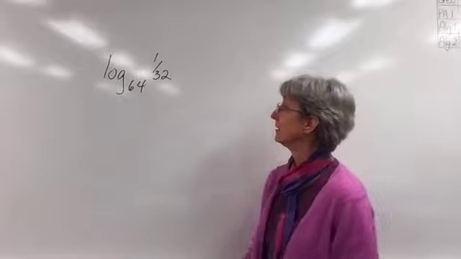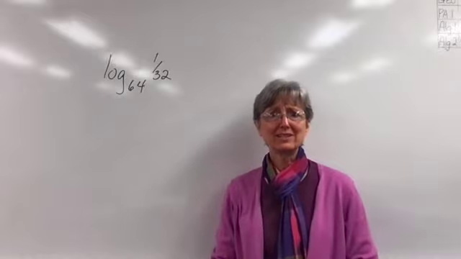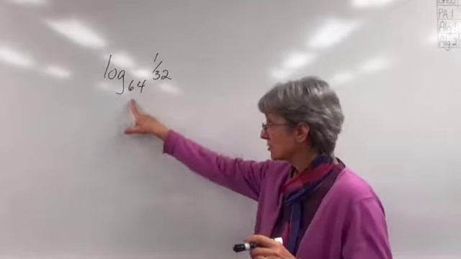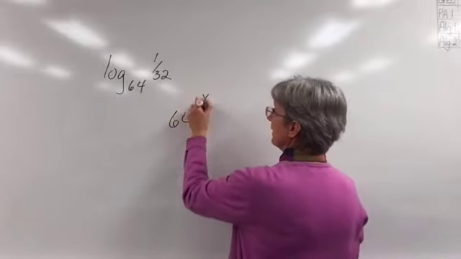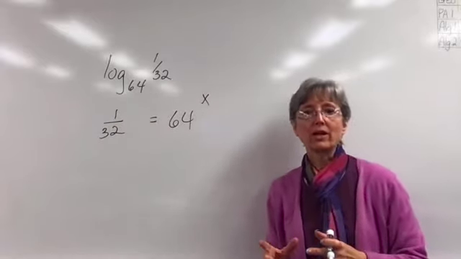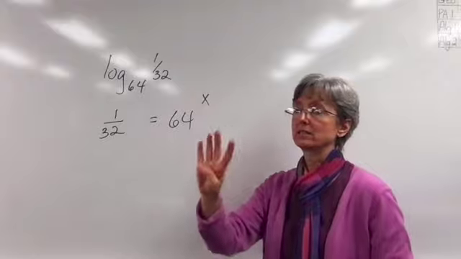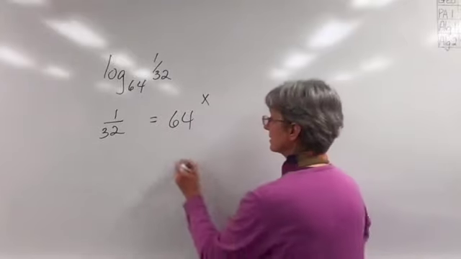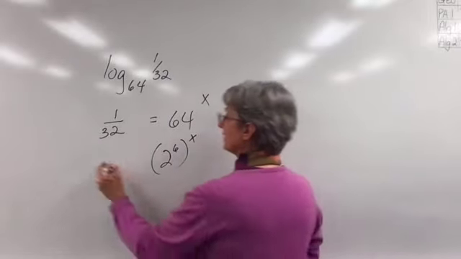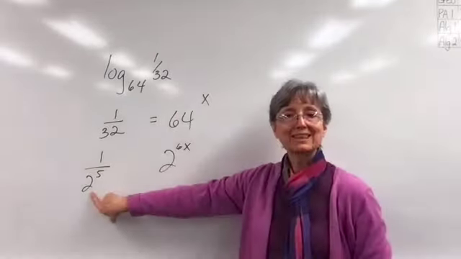This one looks crazy. Log base 64 of 1 over 32? Oh my goodness! How are we going to do this? Let's do the same thing we did before. Let's go 64 to the power of x is equal to 1 over 32. And now I'm going to go ahead and base 2 both of these. So 64 is 2, 4, 8, 16, 32, 64. It's 2 to the power of 6. So this is 2 to the power of 6 raised to the power of x. That's this. And this is 1 over 2 to the power of 5. Let's make this negative and bring it up.